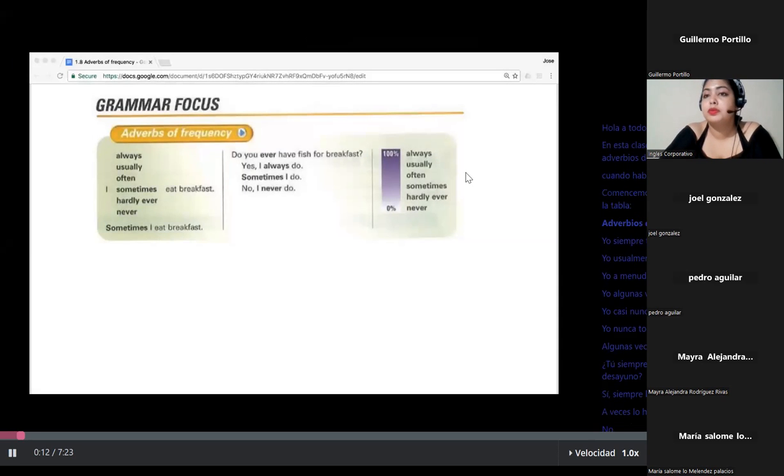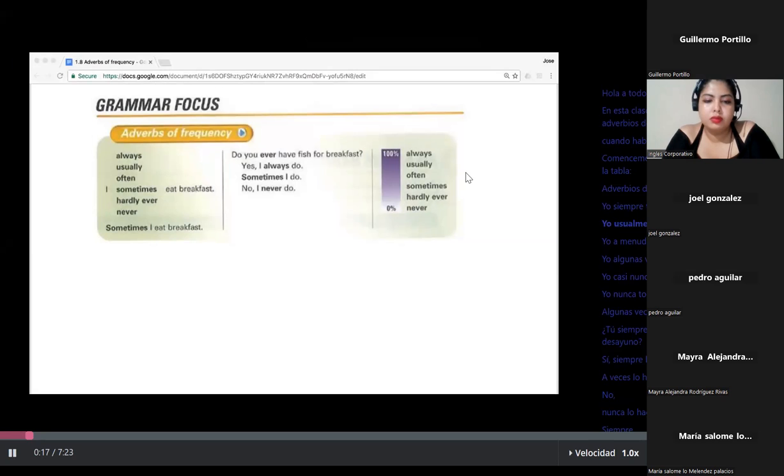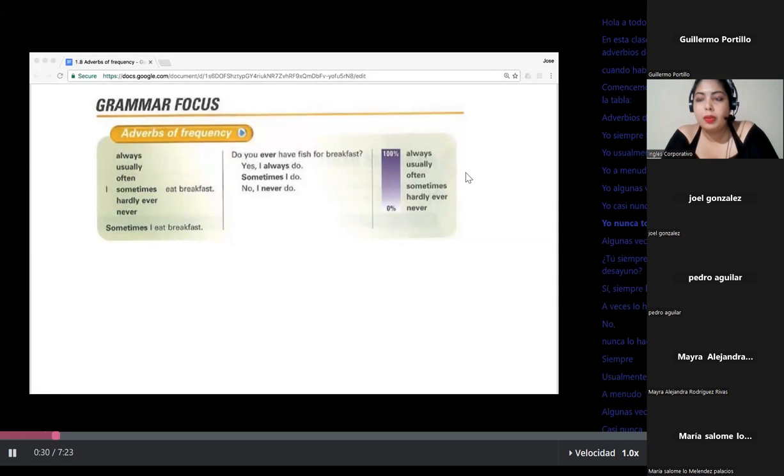Adverbs of frequency. I always eat breakfast. I usually eat breakfast. I often eat breakfast. I sometimes eat breakfast. I hardly ever eat breakfast. I never eat breakfast. Sometimes I eat breakfast.